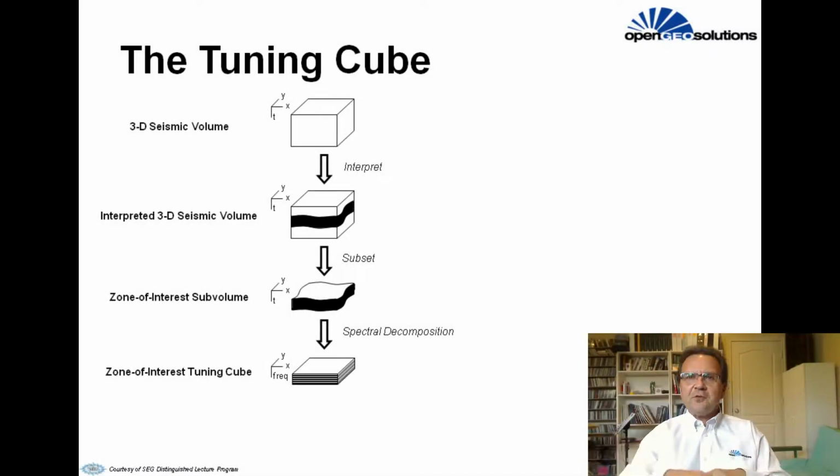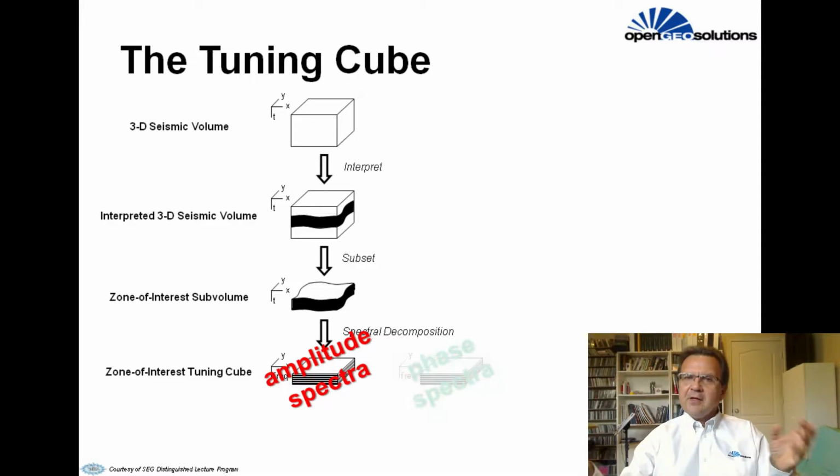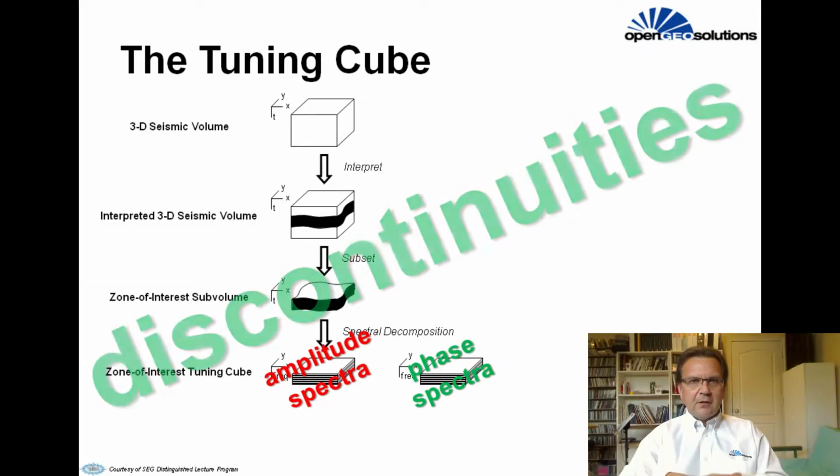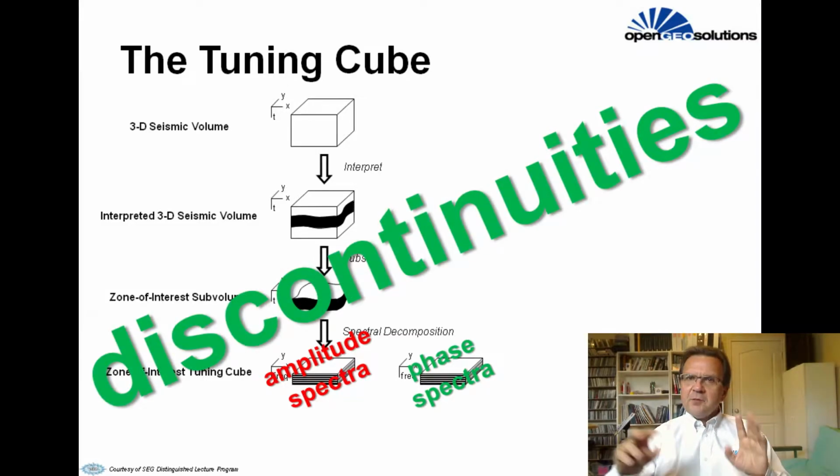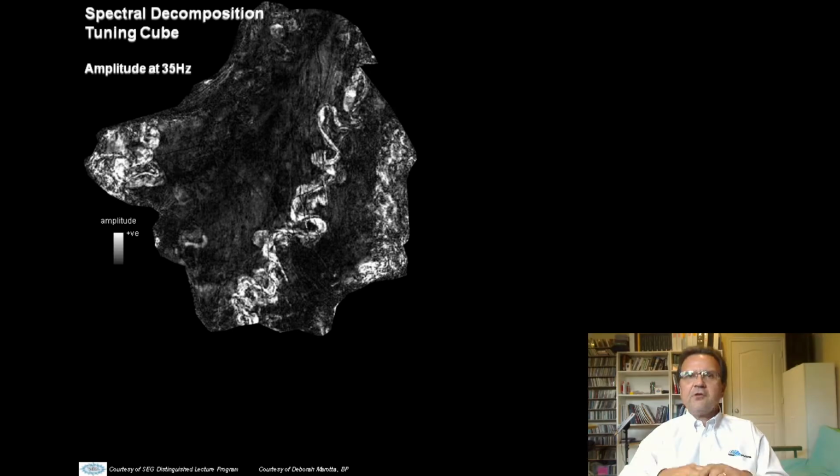When considering spectral characterization, we typically think of amplitude spectra. But when you transform from time to frequency, there is both the amplitude component and the phase component. Turns out that the phase can be very useful for imaging structural and stratigraphic discontinuities. Here's an example that shows why you might consider using phase.